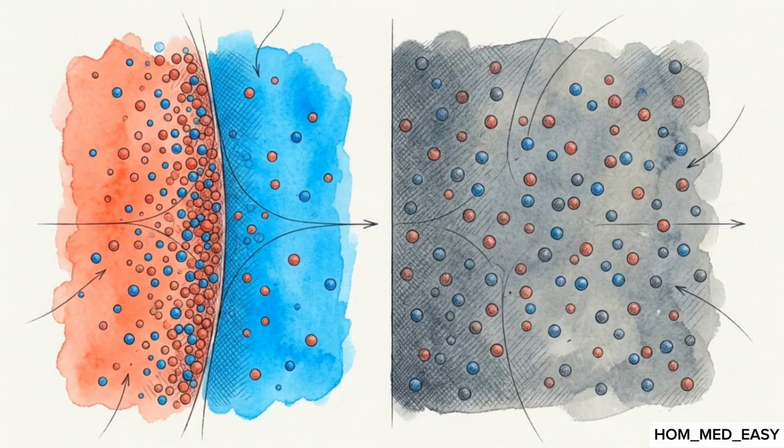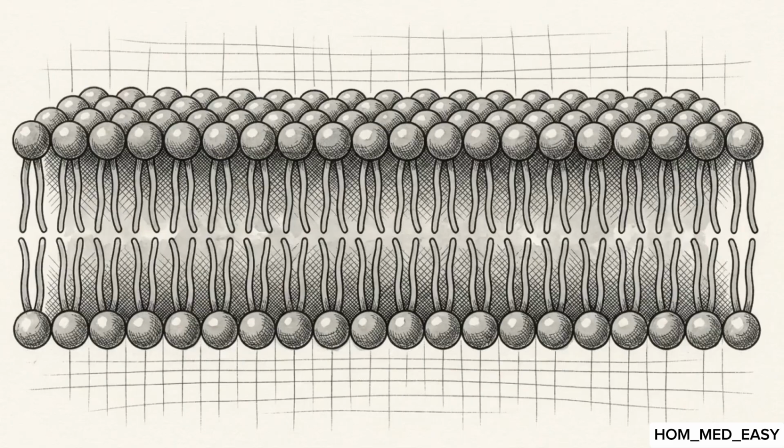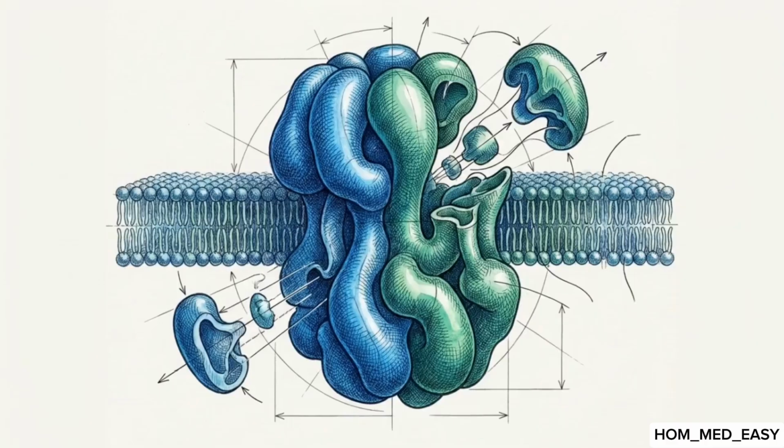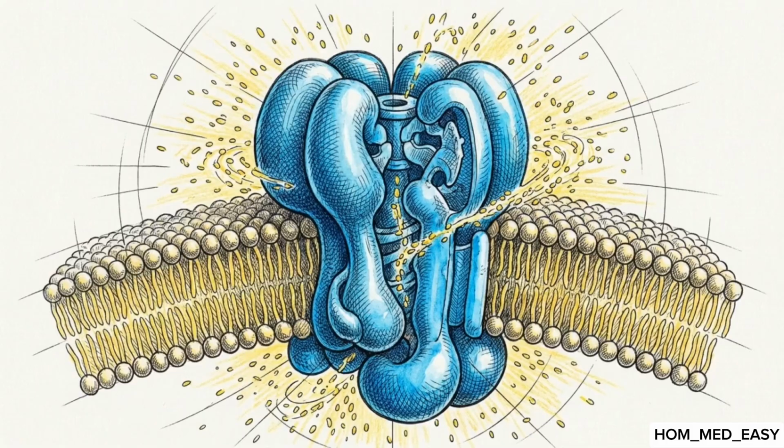Without a system to directly couple chemical energy to physical movement, cells would reach equilibrium with their surroundings and be unable to maintain the internal chemical gradients necessary for life. Specialized carrier proteins embedded in the cell membrane act as microscopic engines, performing the physical work of transport.